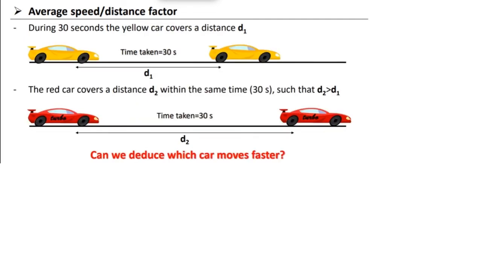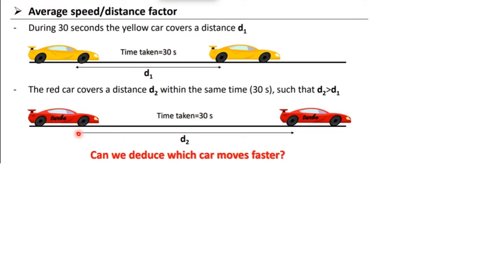Here we have two cars, the yellow car and the red car. During 30 seconds, the yellow car covers a distance d1, and the red car covers a distance d2, also during 30 seconds. As you see here, d2 is greater than d1. For example, the yellow car covers 20 meters during 30 seconds, while the red car covers 40 meters during 30 seconds. So the red car covers a greater distance than the yellow car, but during the same time.